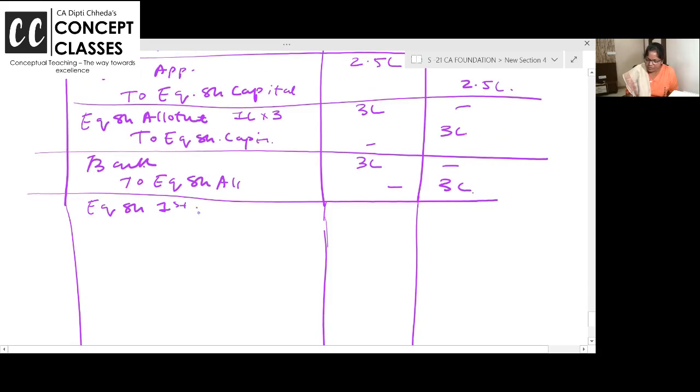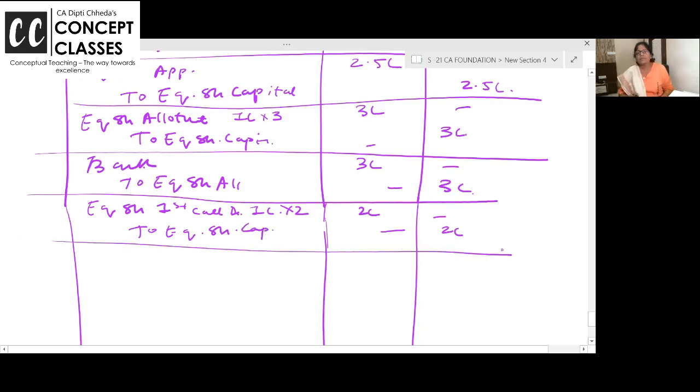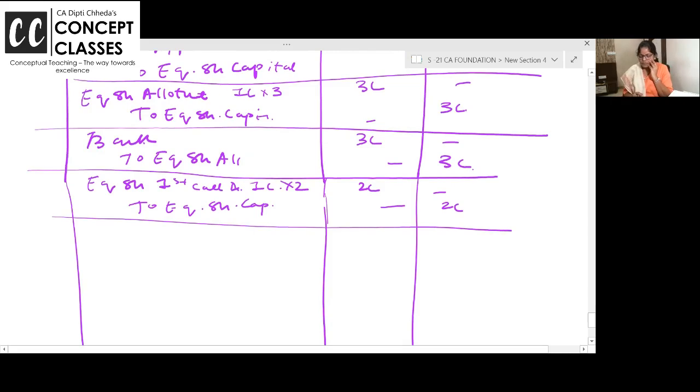Equity share first call debit. How much is first call? 2 rupees. 2 lakh. To equity share capital. Make equity share first call due. To equity share capital. First call due. To equity share capital.